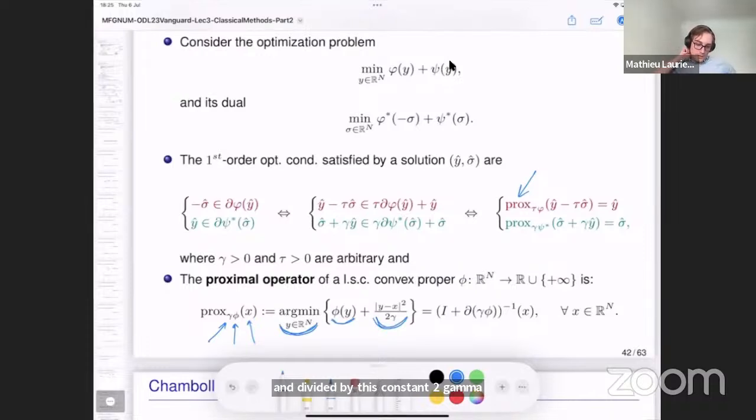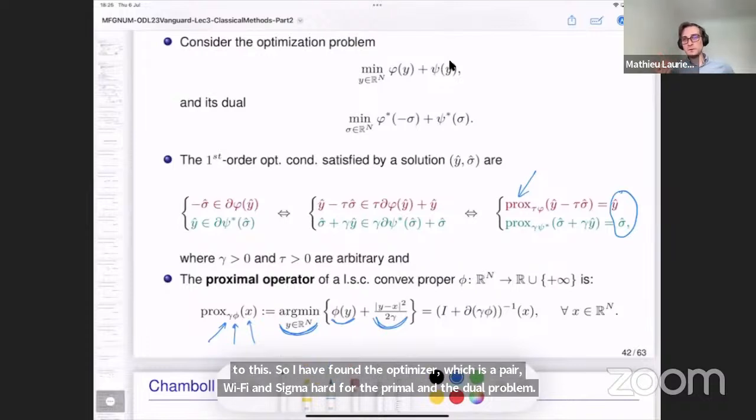So what is written above is that you can rewrite the first order optimality condition in terms of this proximal operator. And you see that here we have an expression for y hat and sigma hat. I can say y hat is equal to this, sigma hat is equal to this. So I have found the optimizer, which is a pair y hat and sigma hat for the primal and the dual problem. But not really, I haven't really found the solution.